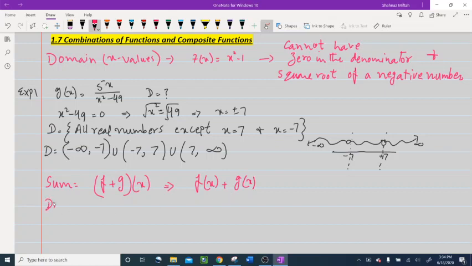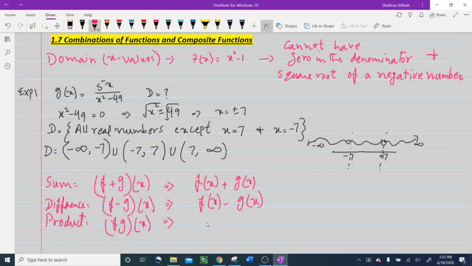Then I have a difference, I have f minus g parentheses and x. And I have f of x minus g of x. Again, very nice if we have it in this way. Product, remember, memorize these properties. I have fg multiplying two functions and I have an x. Then how do I do that? I can separate them. I can do f of x times g of x.